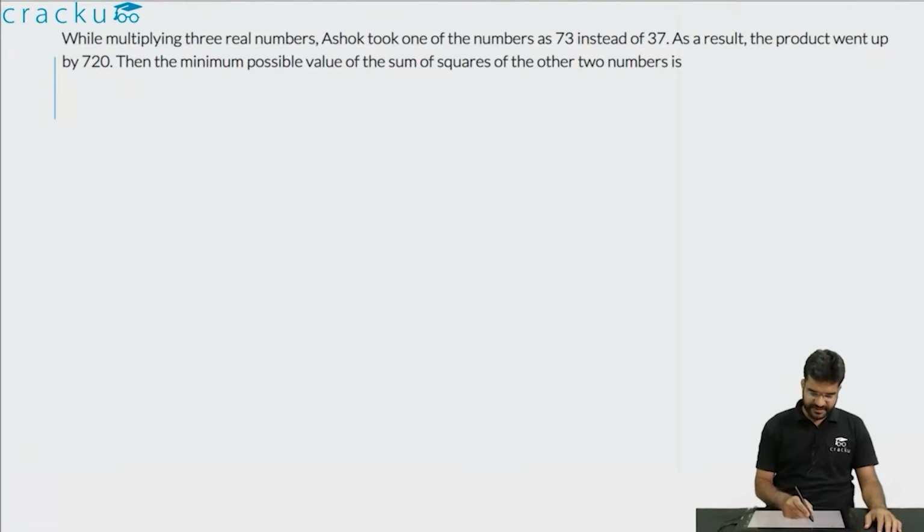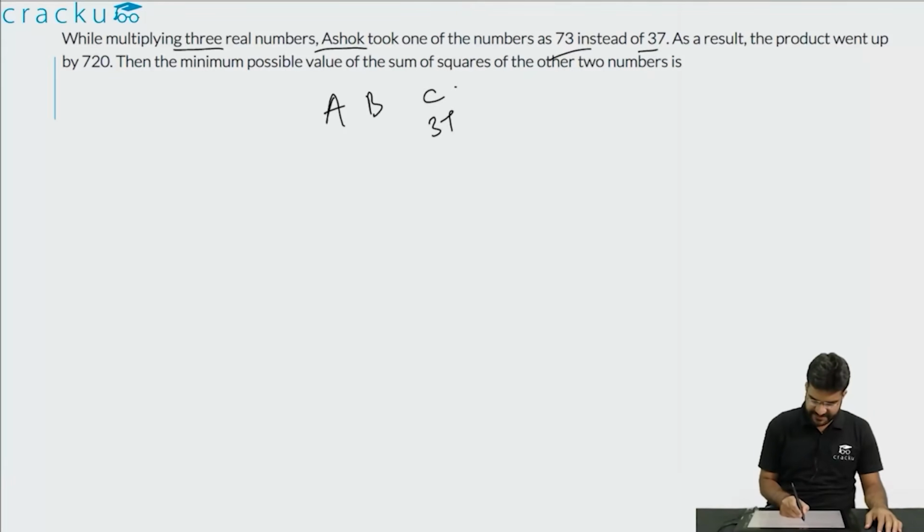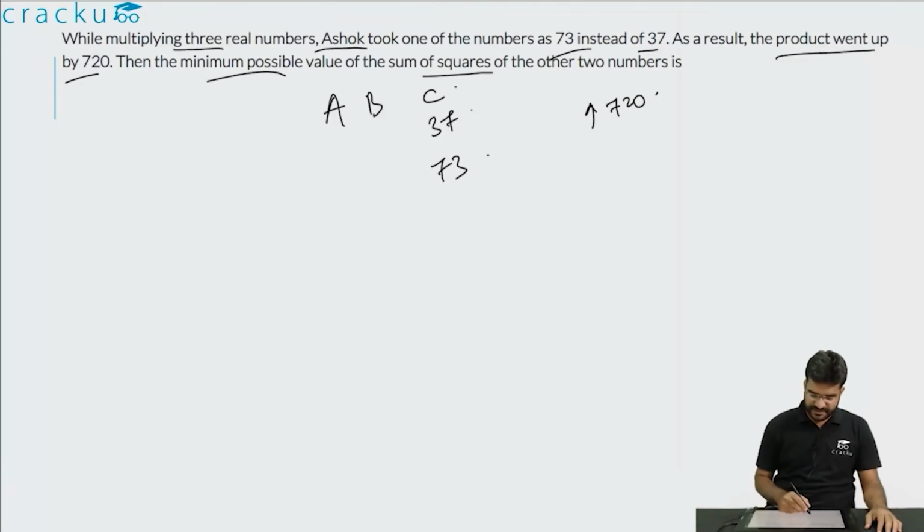In this question, it is given that Ashok was multiplying 3 numbers, and instead of 37, he took 73 as one of the numbers. So suppose the 3 numbers were A, B, C, and C is 37. Instead of 37, he took 73, because of which the product went up by 720. We are required to find out the minimum possible value of the sum of the squares of the other two numbers. So basically what is given is that 73 into AB, which is the new product, is greater than 37 into AB, which is the original product, by 720. This is what has been given.